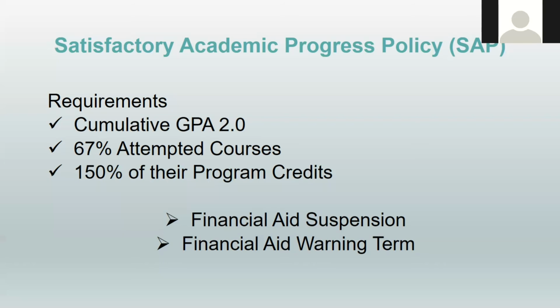Students who are suspended and have extenuating circumstances that prevented them from completing or passing a term can appeal for financial aid to be evaluated, or students can pay on their own until they are back into compliance.